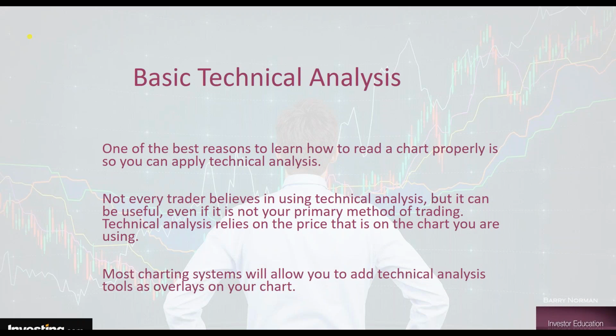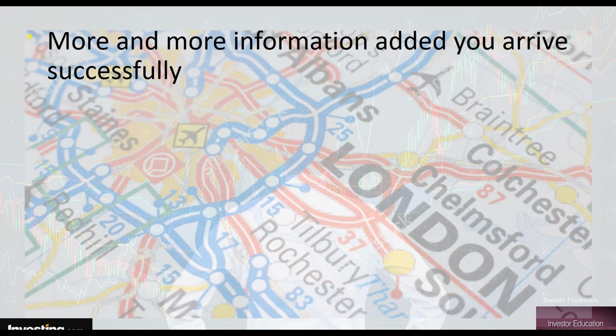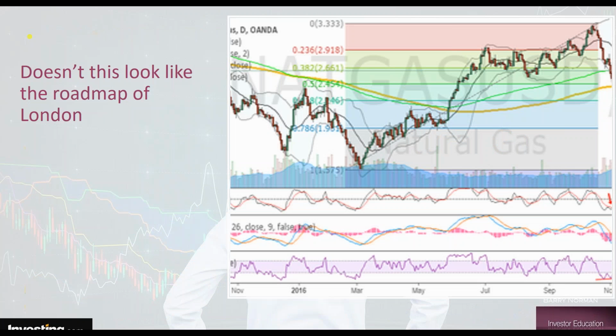So one of the best reasons to learn how to read a chart properly is so that you can apply technical analysis. Not every trader believes in using technical analysis, but it can be useful, even if it's not your primary method of trading. Technical analysis relies on prices, that is, on a chart you are using. Most charting systems allow you to add technical analysis as an overlay on your charts. And the more information you add, the more likely you are going to arrive at your destination successfully.